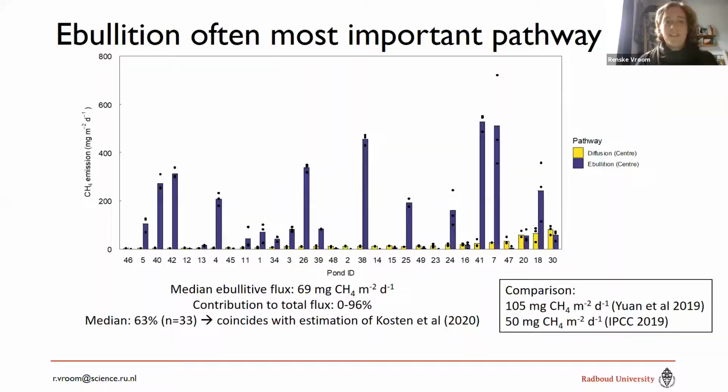And this graph summarizes our most important findings. What you can see here is on the x-axis, the different ponds, and on the y-axis, the methane emissions. The yellow bars represent diffusive fluxes and the purple bars represent ebullitive fluxes. What's very clear from here is that the ebullitive pathway was very important for methane emissions in these systems. It was also very variable, so the contribution ranged from 0 to 96%. And this actually coincides quite well, the median contribution, with the study that we did before that Ernandes told about on better assessments of greenhouse gas emissions in these fish ponds.